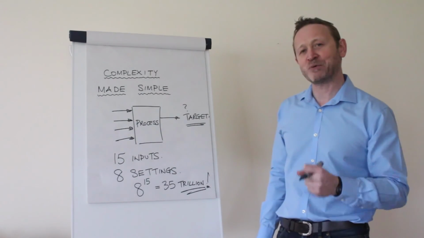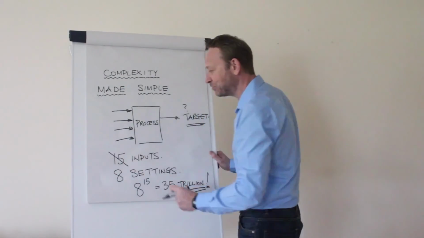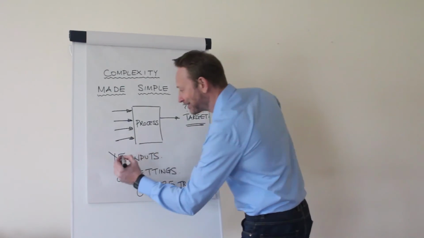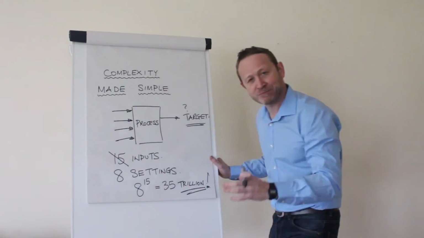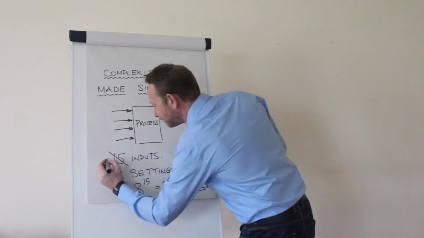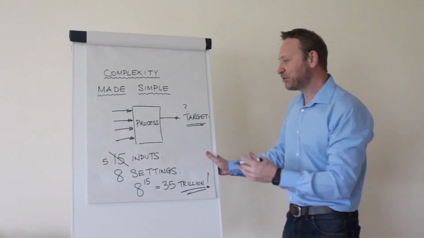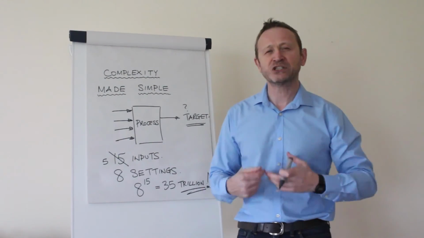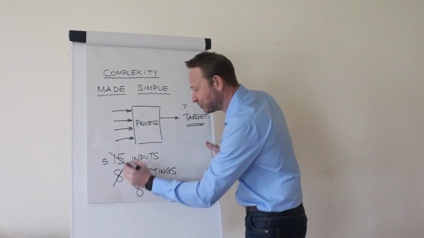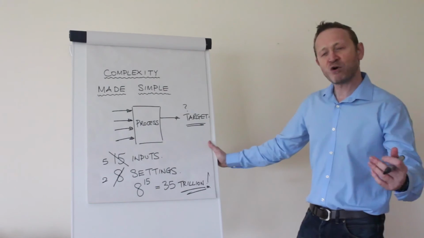So, complexity made simple. How do we do this? Typically, we use a very simple process. We bear down on the variability in these inputs. We stop them being moved. So if I could take 10 of those, for instance, and fix them, fixed temperatures, fixed times, fixed pressures, and I don't move them. Instead of having 15 inputs, maybe I reduce that to 5. And maybe of the 5 that are left, maybe these are people related, cleaning routines and things like this that are difficult to control. Maybe with good standard operating procedures, I reduce the number of settings from 8 down to 2.